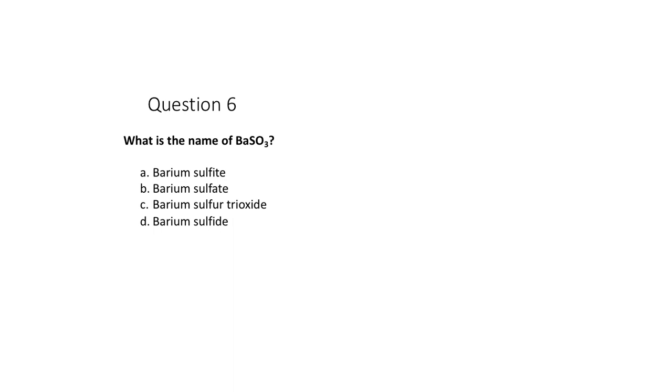What is the name of BaSO3? So it's barium sulfite. Sulfate is SO4 2-. Drop this to 3, we change to ite.